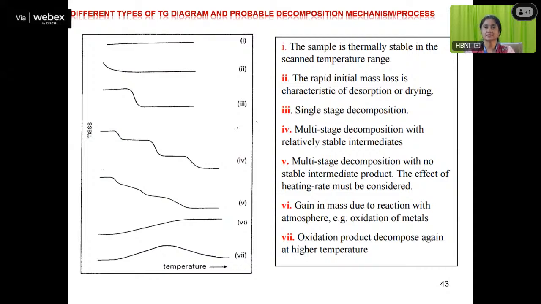Now gain in mass: this is the case where it may be oxidation or absorption of something with increasing temperature. Mostly it is oxidation, a gain in mass due to reaction with the atmosphere, oxidation of metals. Now in case 7, oxidation products are forming and then with further increase they get decomposed. So this is the type of information you can get at first sight from some types of thermograms.